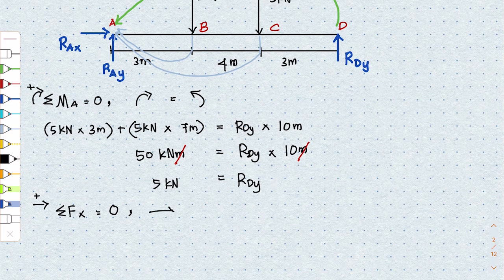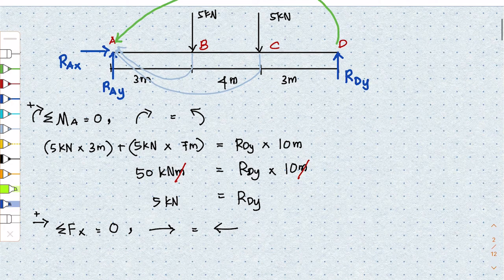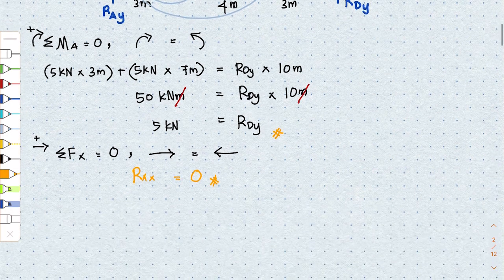Force going to the right will be equal to force going to the left. Right, so if we look at the beam, okay, there is only one force going to the right which is the reaction. Okay, there's no other horizontal or lateral force. Okay, RAX equal to 0. Okay, that is our answer. Tak ada lain. Tak ada lagi force lain kan.